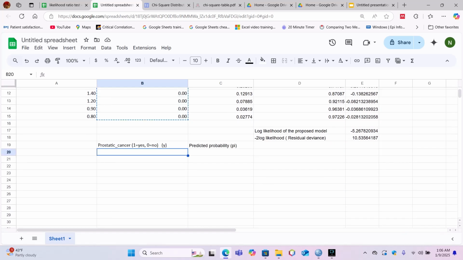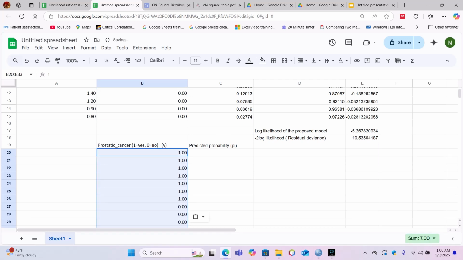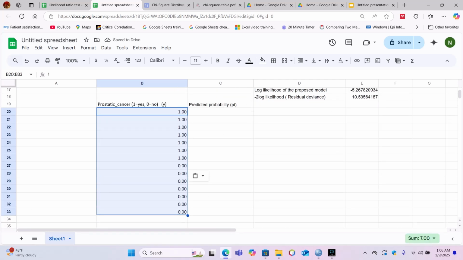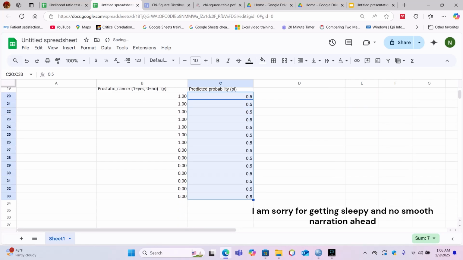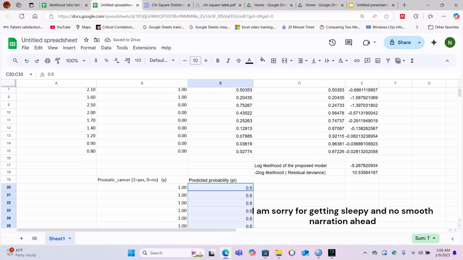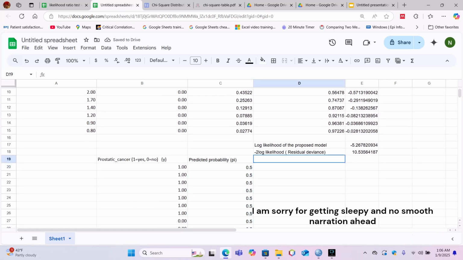These are observations, and the predicted probability for a null model is only 0.5, because whatever prediction we make, the predicted probability is right half of the times. So similarly, we calculate the log likelihood as above.